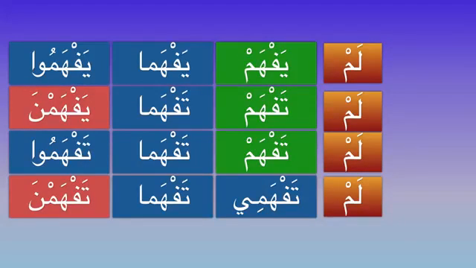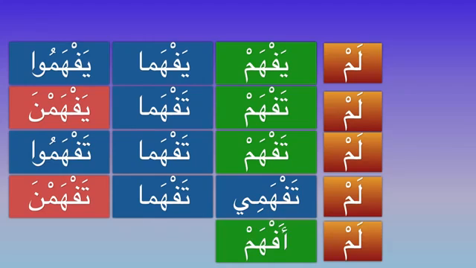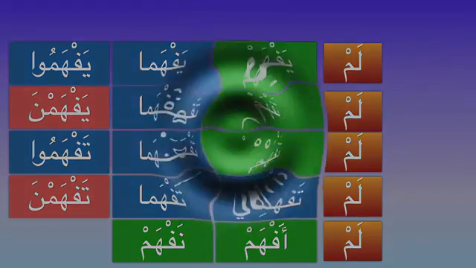So whenever we have a mabni fa'al, we say fi mahalli jazmin. فعل مضارع مبني على فتحة في محل جزم. So if I say lam afham, I did not understand. Lam afham and lam nafham, we did not understand. So this is how you conjugate with lam in the majzoom form.